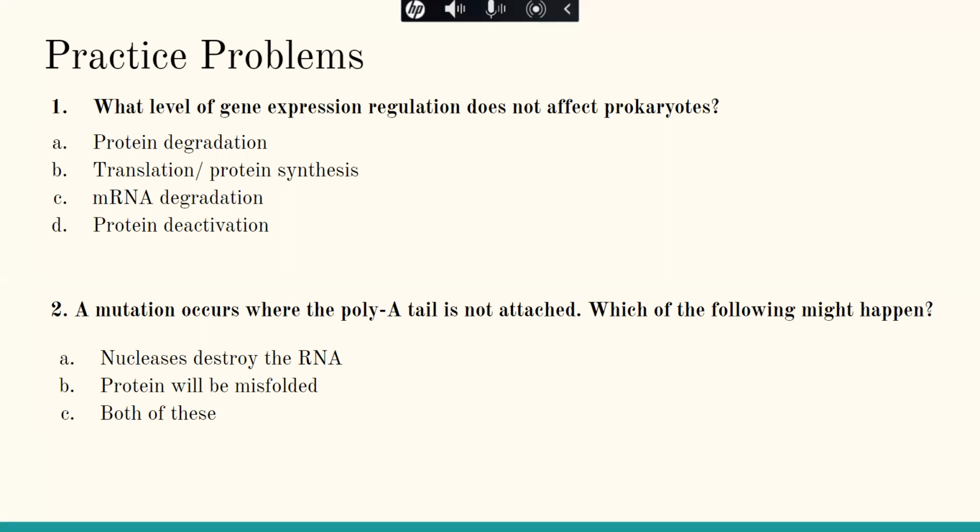Does that answer any questions? Yeah, that makes sense. Thank you. Sure, no worries. Okay, and a mutation occurs where the poly A tail is not attached. Which of these do you think might happen? A? Yeah, that's right.